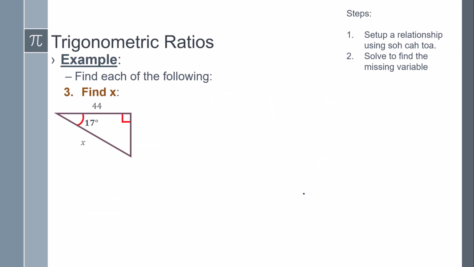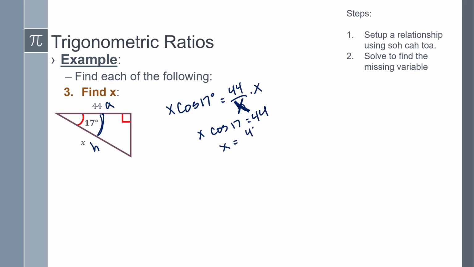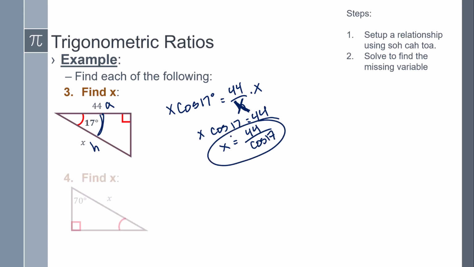For this next one, I have my given angle, my adjacent, and my hypotenuse, so this is going to be cosine. The cosine of my given angle equals adjacent over hypotenuse, which is x. Solving for x, I have to get it out of the denominator. And so x equals 44 over cosine of 17. You enter that into your calculator, and I'm just going to save time.